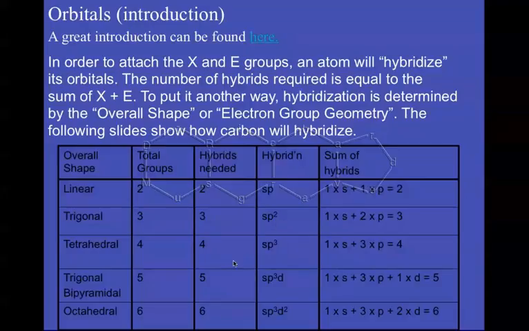And you can see the tetrahedral will be sp3, which comes from 1 s and 3 p's, and that's a total of 4 hybrids to give 4 sp3 hybrids. sp3d is made up of 1 s, 3 p's, and a d. That's a total of 5, which gives 5 sp3d hybrids. And then 6 is going to be made up of 1 s, 3 p's, and 2 d's to give 6 sp3d2 hybrid orbitals.